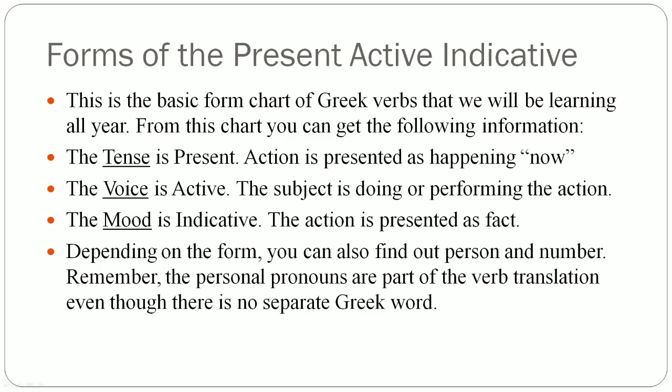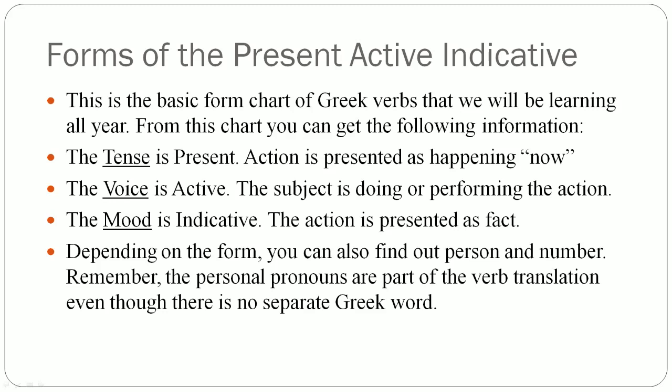Actually, if you look at the heading for this slide, you will see it says forms of the present active indicative. And right there, you know 3 things. You know, first of all, the tense, which is present. Okay, the action is happening now. The voice of the verb is active, okay, which means, again, voice is the relation of the subject to the action. Here, the subject is always going to be the one that is doing or performing the action, active voice. Okay, and then finally, the mood is indicative, as I was just discussing.